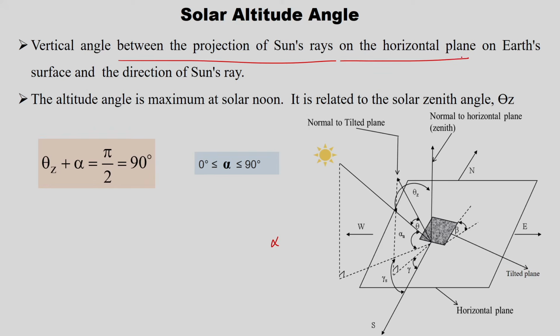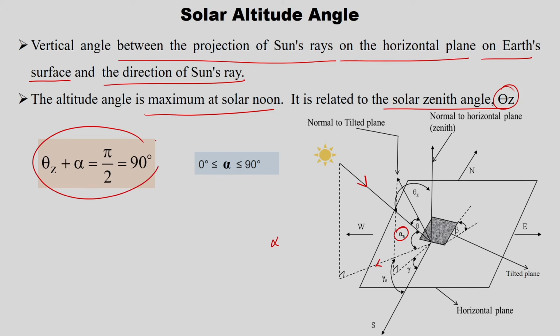horizontal plane on earth's surface and the direction of the sun's ray. So, this is the sun's ray and its projection on the horizontal plane is this. So, the angle made between these two lines is called the solar altitude angle. This is maximum at solar noon, and it is related to the solar zenith angle theta z. How is it related? Theta z plus alpha is equal to 90 degree.